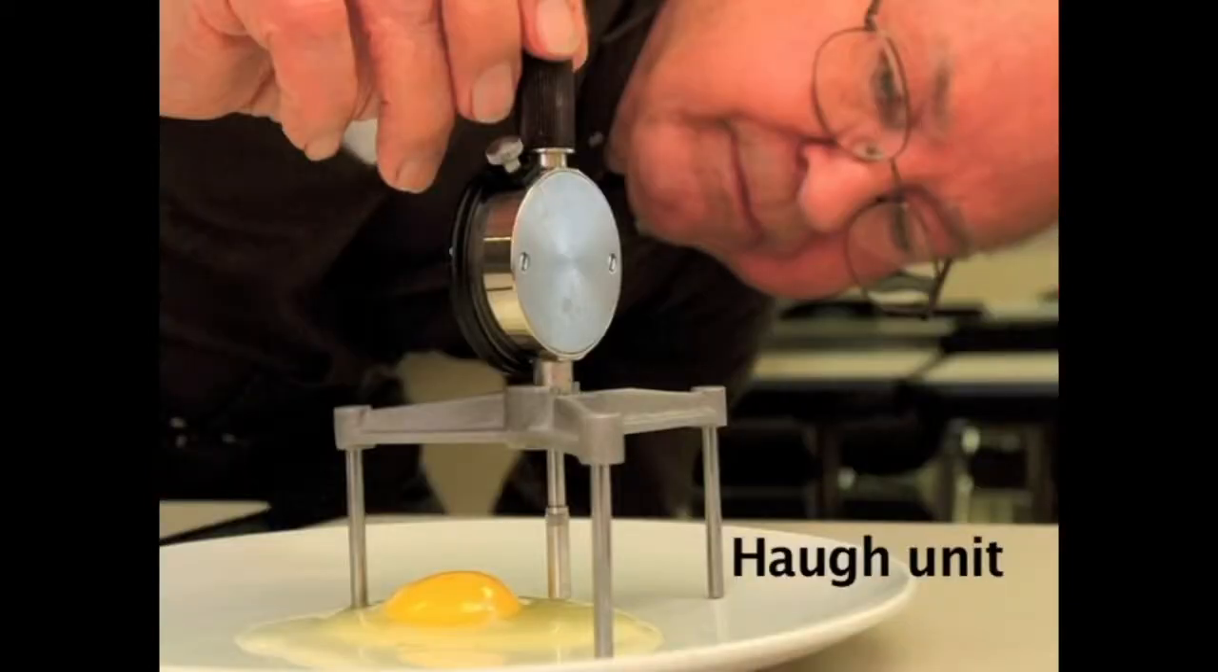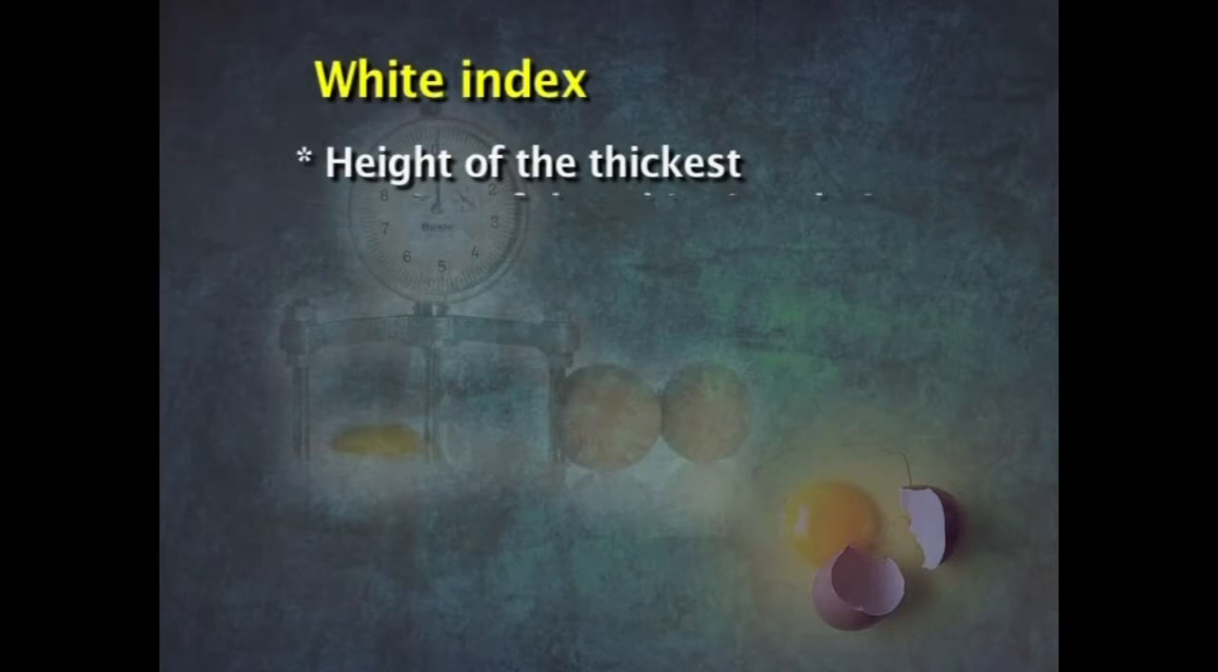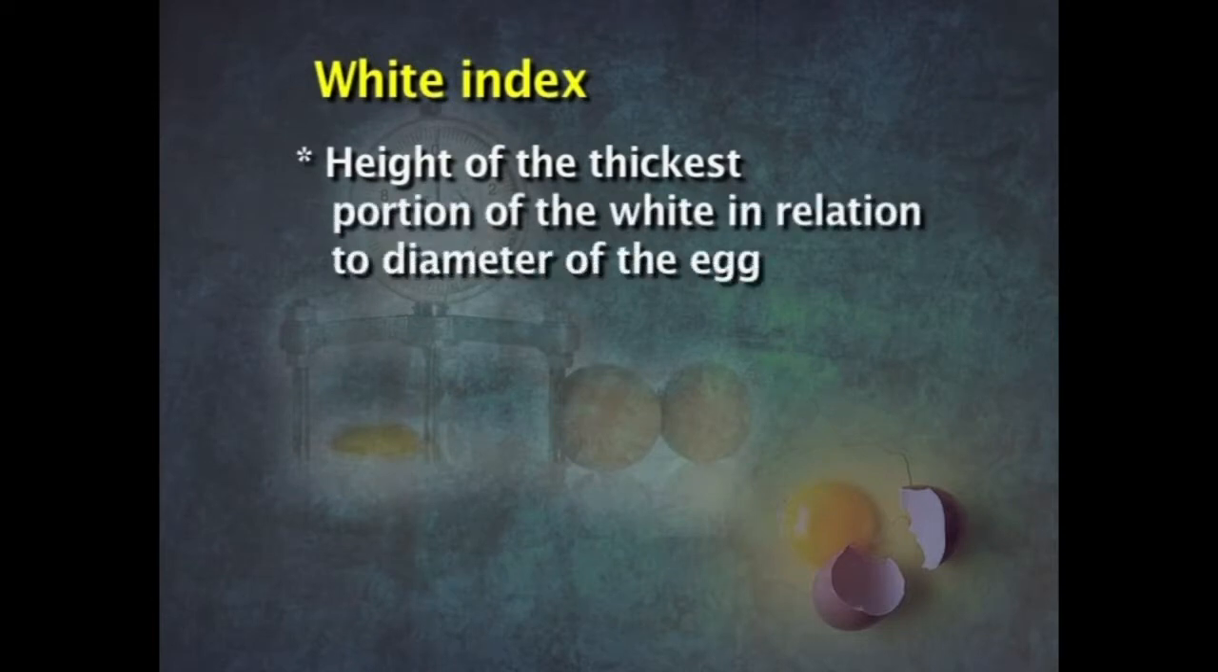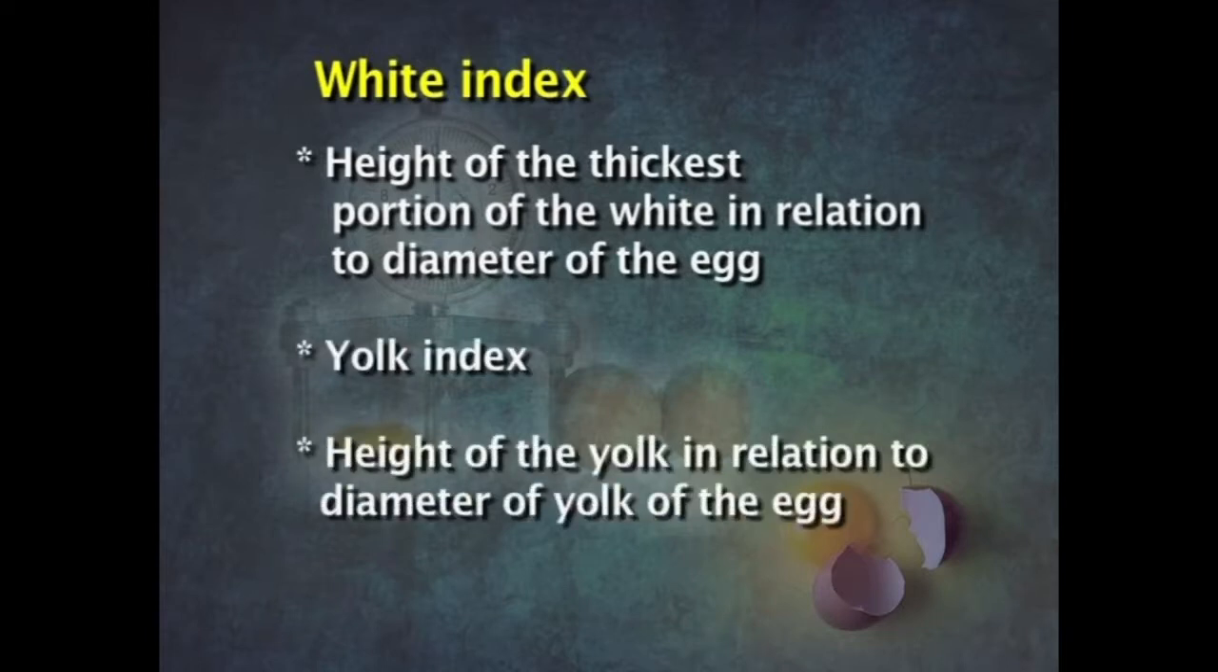The white index is also important. What is the white index? The white index is the height of the thickest portion of the white. It also determines the diameter of the egg. So the height of the thickest portion of the white in relation to the diameter of the egg is known as a white index. The yolk index can also be determined, which is the height of the yolk in relation to the width of the yolk. So the greater the white index or the greater the yolk index, the better is the quality of the egg.